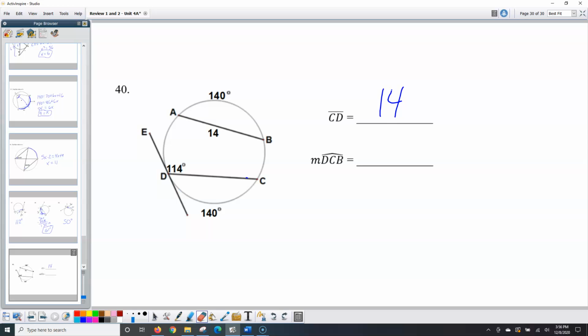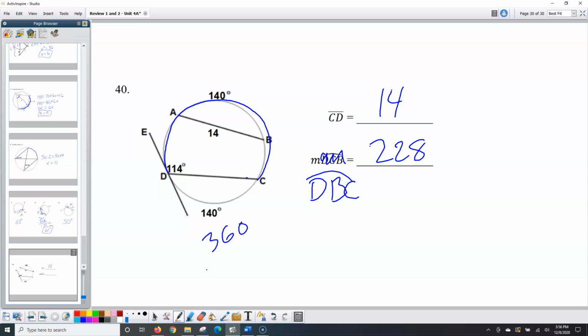Next, we've got arc DCB. I don't like this. I think it should be DBC. Find that. That'll be right here. And you can either do 114 times 2. It's a fancy inscribed angle. That would be 228. Or you could say, oh man, this is a terrible problem. I was going to say you could say 360 minus that 140 right there, but that doesn't make any sense either. So maybe one of those is right. On your test, it will work out nicely, I promise.